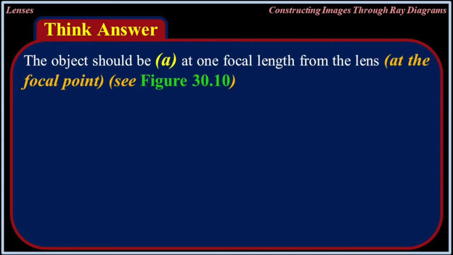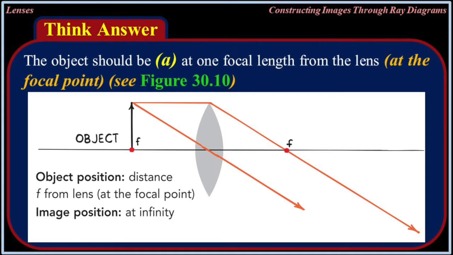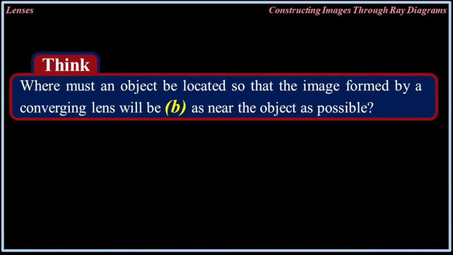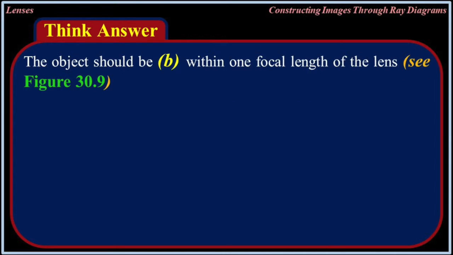The object should be A, at one focal length from the lens, at the focal point. See figure 30.10. Where must an object be located so that the image formed by a converging lens will be B, as near the object as possible? The object should be B, within one focal length of the lens. See figure 30.9.